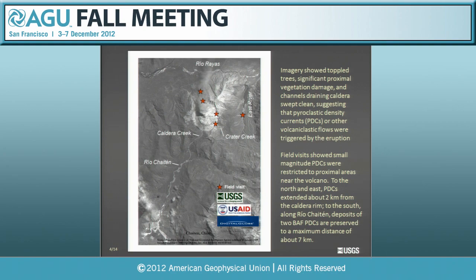Once we got there, our field visit showed that there were some fairly small magnitude PDCs, and they were restricted close to the volcano to the north and to the northeast and east. They extend maybe about 2 kilometers from the caldera rim. To the south, there were a couple of block and ash flow style PDCs related to subsequent dome collapse, and they traveled about 7 kilometers, almost getting to the town of Chaitén. In this talk, I'm just going to restrict myself to what's going on to the north and east, and we're not going to talk about what happened in the Chaitén Valley at all.